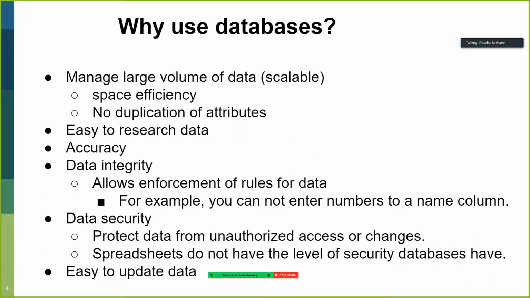Data integrity means you can have rules for each row and each column, so that they have specific data types. If you specify that a given column should be a number, then someone cannot put a name in that column. Or if it is a name, and you try to enter a number, it will not let you do that. So databases are also useful for data integrity.